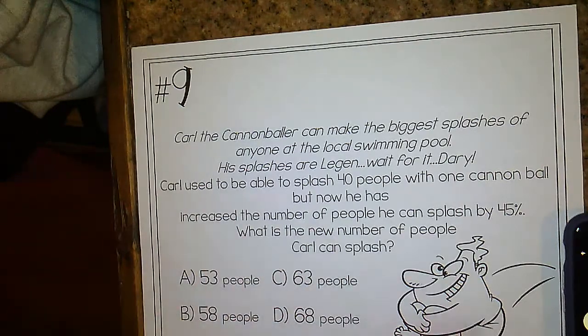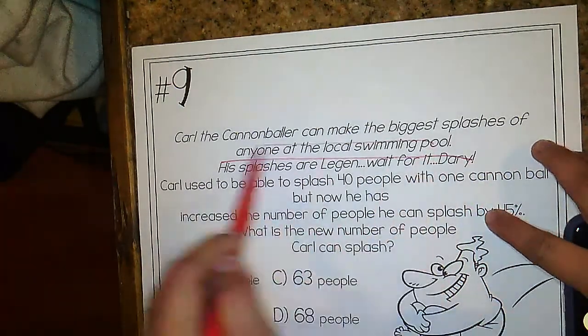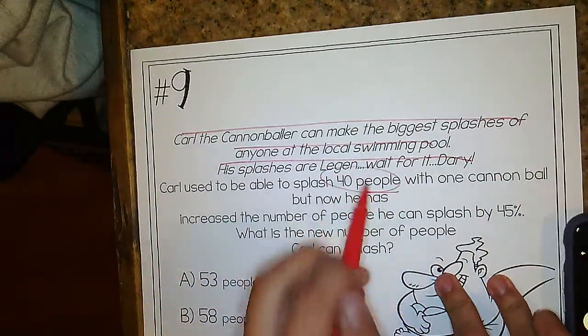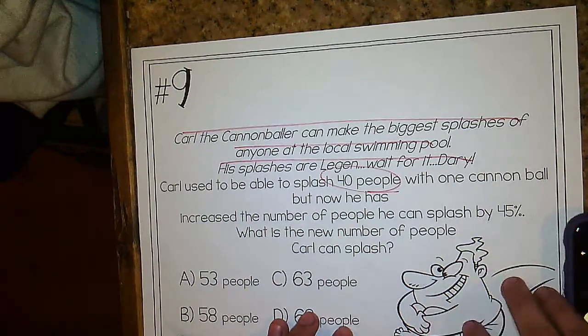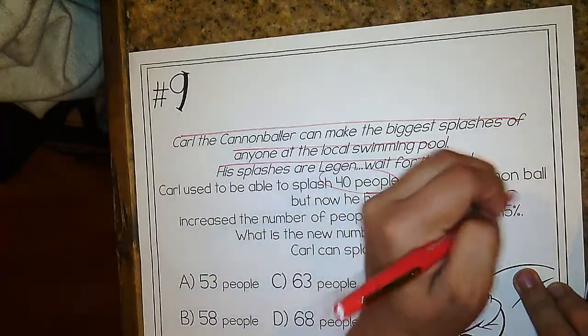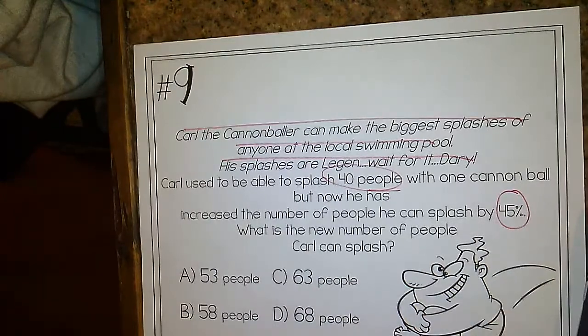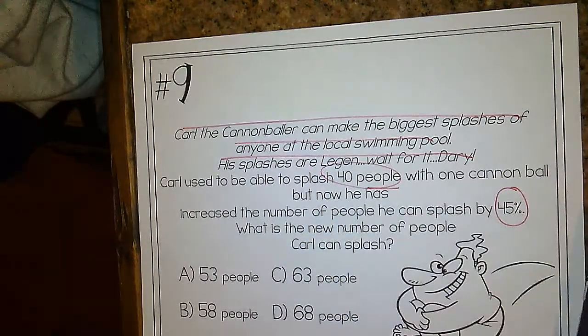So I'm sorry, Carl, but I don't really care about all this information. That's not important to me. I see 40 people. That seems like an original. We see 45%. That's pretty good. What is the new number of people Carl can splash? So that's important to me.